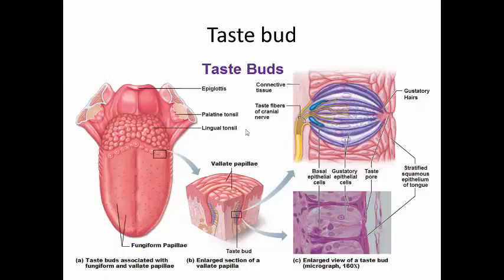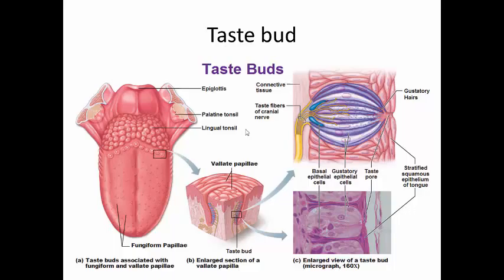We have to know that the tongue is not the only organ responsible for taste. We have other parts in the body, and specifically in the mouth, that are responsible for taste. Important parts of them are the palate, epiglottis, and the pharynx, in addition to the tongue. So taste buds are present not only in the tongue, they are present in the other areas responsible for taste perception, or the sense of taste.